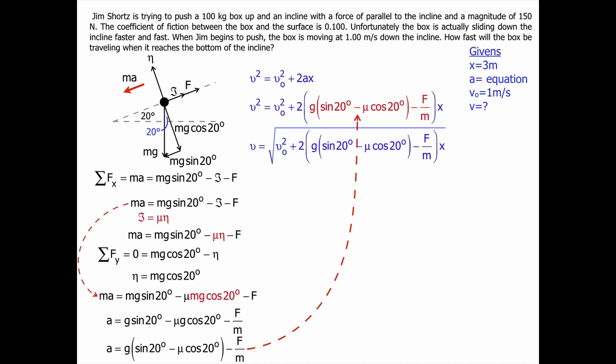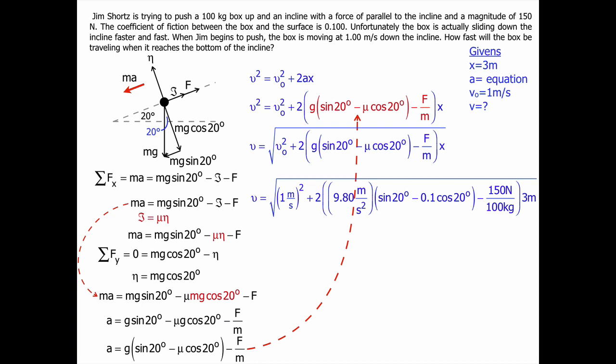Then I'll take the square root of everything on the right. Next step, I'll put in all my numbers and units, and then I'll do my math on the calculator. And I get the final velocity to be 2.57 meters per second.